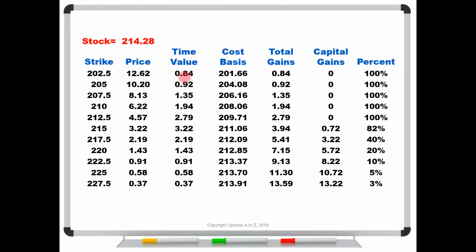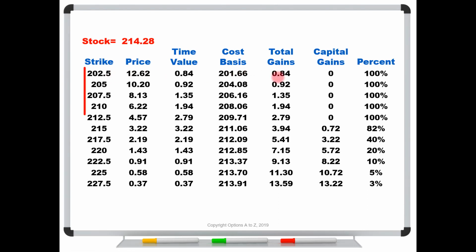Another way we can figure it out is to say that your cost basis is $201.66. How? If you paid $214.28 and you sell the call for $12.62, that gives you an effective cost basis of $201.66. And if you end up selling those shares for $202.50, that gives you an 84-cent gain.